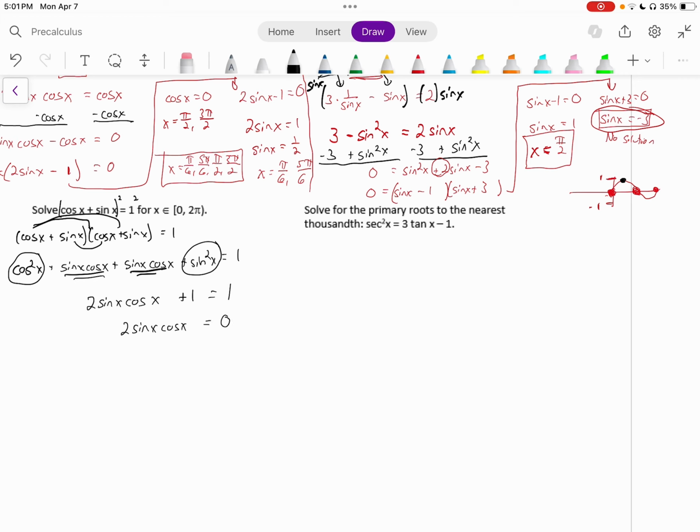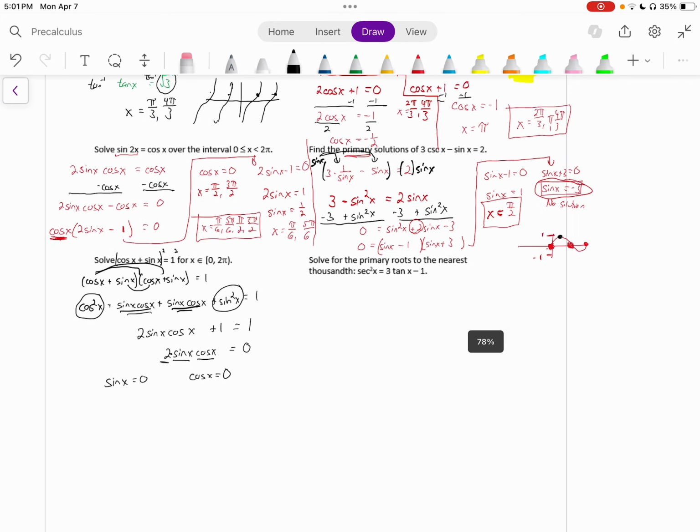And we have a couple options here. We could continue to solve this, and we could think, well, this has to multiply together to equal 0. So either sine of x, we got a 2 in there too, but 2 never equals 0. So either sine of x equals 0 or the cosine of x equals 0.